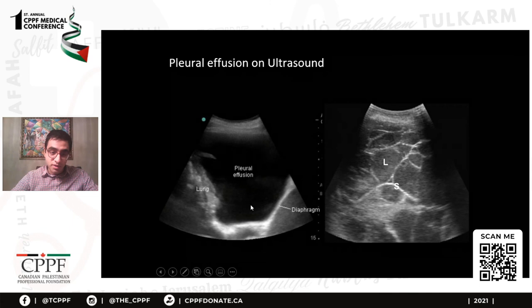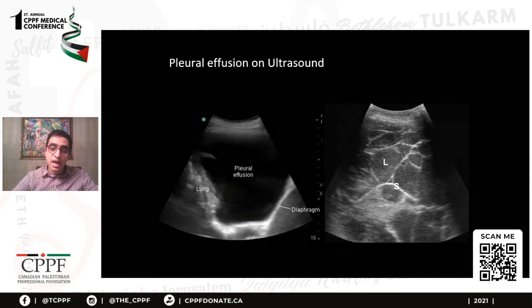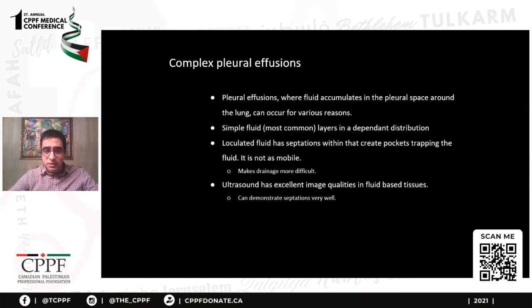If you put a drain here, you'll only drain a few of the loculations, but the majority of it will probably stay intact. When you see this and it needs draining, this is probably when it's time to ask for help from a surgeon. So, pleural effusions, this is basically what we talked about, can be simple and loculated. It's important to identify whether we're dealing with a simple or a loculated one, and ultrasound is excellent.